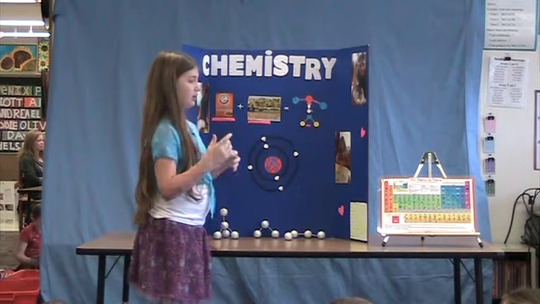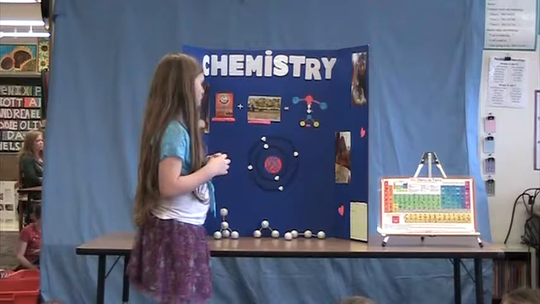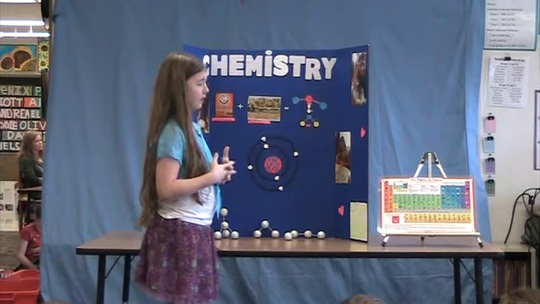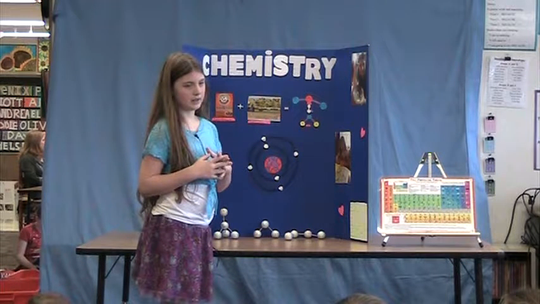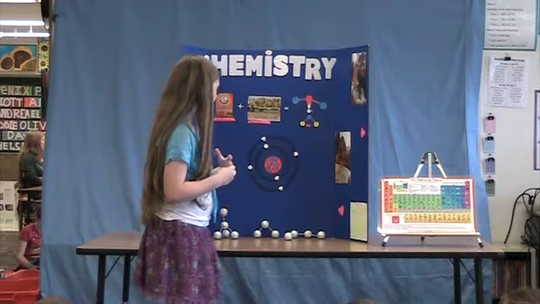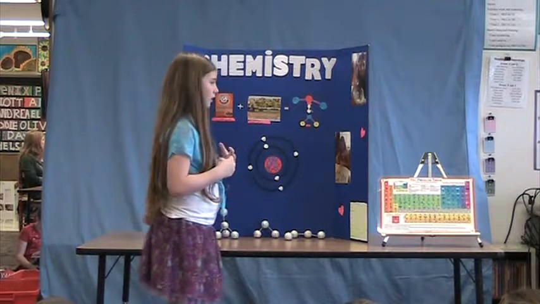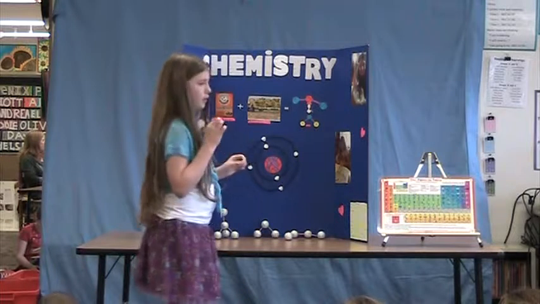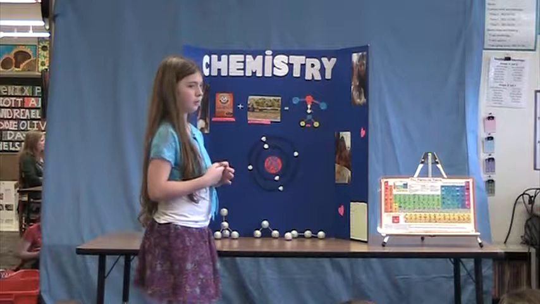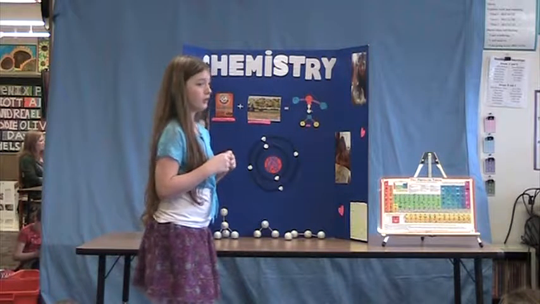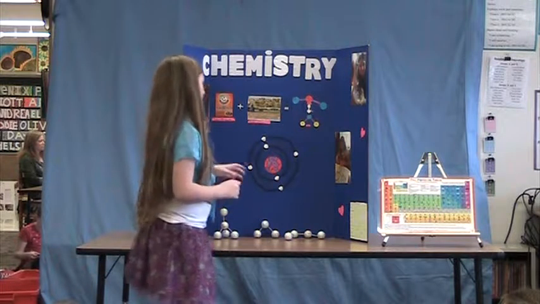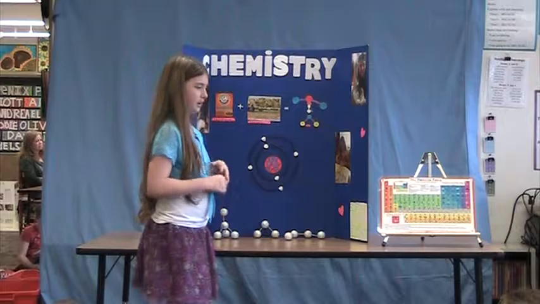Now I'm going to tell you about the atomic weight. The atomic weight of an atom is roughly how many protons and neutrons are in it. The atomic weight of a carbon atom is 12, so that means there are 12 protons and neutrons altogether. So the protons have an electrical charge, and they do weigh. The neutrons do not have an electrical charge, but they do weigh. And the electrons weigh nothing at all, but they do have an electrical charge.